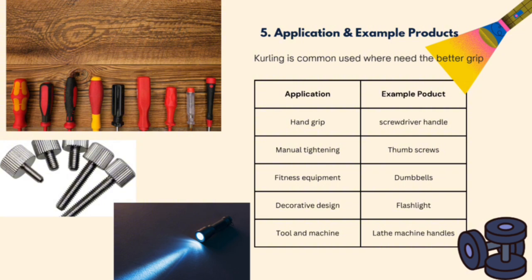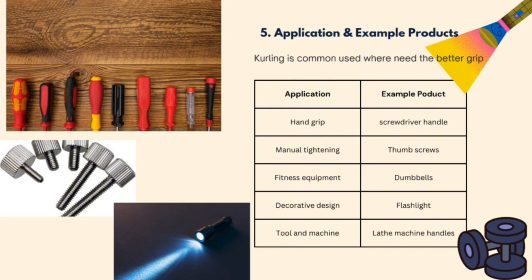Applications. 1. Hand grip enhancement. Knurling increases friction on tool handles so users can hold them firmly without slipping. 2. Manual tightening components. Parts that are turned by hand use knurling so the user can tighten or loosen them easily. 3. Fitness and sports equipment. Gym equipment often gets sweaty. Knurling helps ensure the user maintains a secure grip. 4. Decorative purposes. Some products use knurling for a stylish or professional appearance in addition to grip.